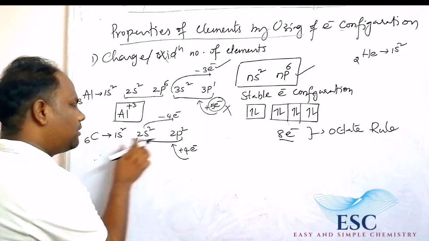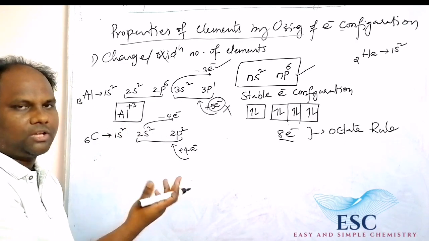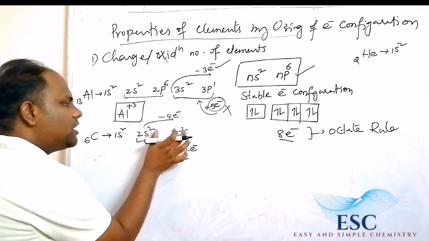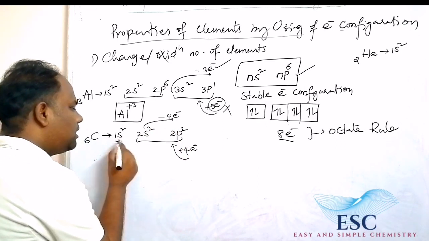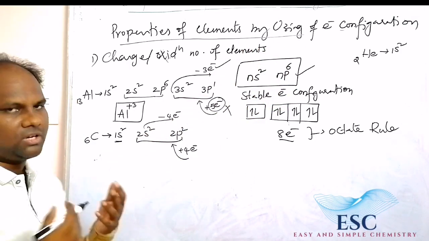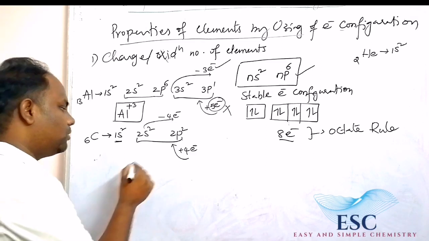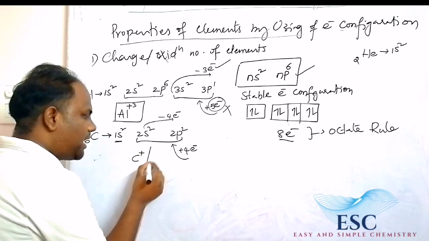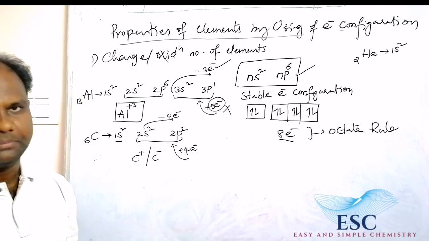Accepting 4 electrons, it will become the neon electronic configuration, an octet rule stable electronic configuration. Or removing these 2 electrons, it will show the helium electronic configuration, that is also a stable electronic configuration. Which condition is favorable? Both conditions happen here. That's why carbon shows a positive charge and a negative charge.